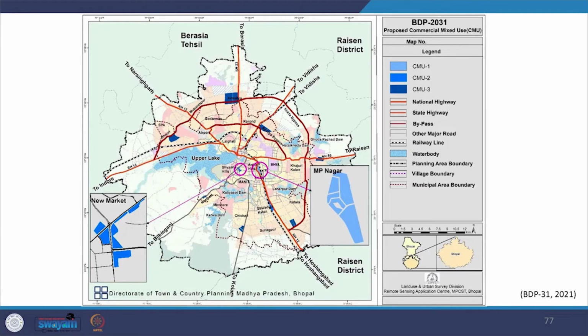Further, we see that the distribution of FAR will be 1.5 in CMU 1 and 1.25 in CMU 2 and CMU 3 as the base FAR, which can be extended up to 3 to 5 for the purpose of redevelopment by way of TDR and premium FAR, as we saw in the concept about flexibility and being market oriented. So, this step is allowing flexibility and also allowing the development to be market oriented.